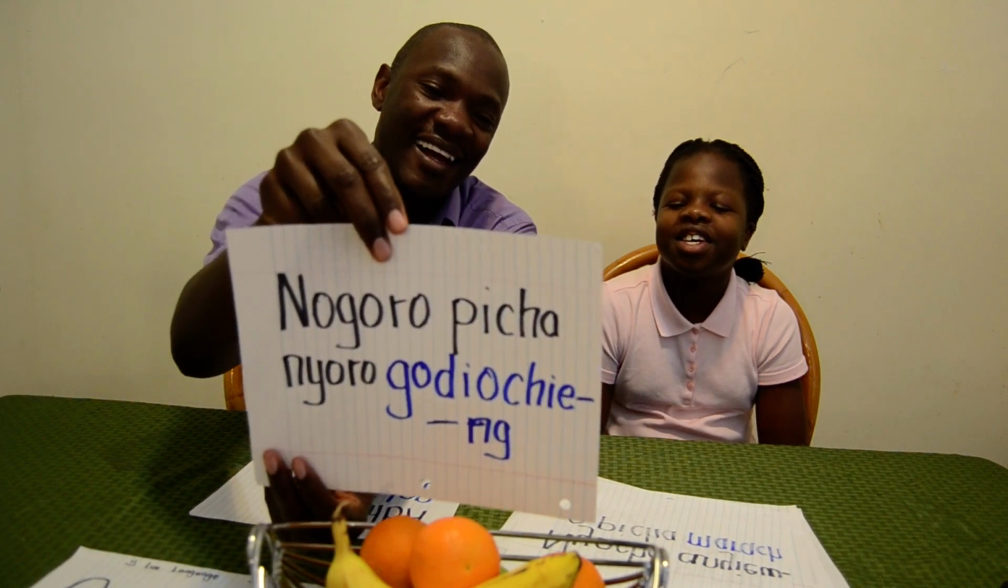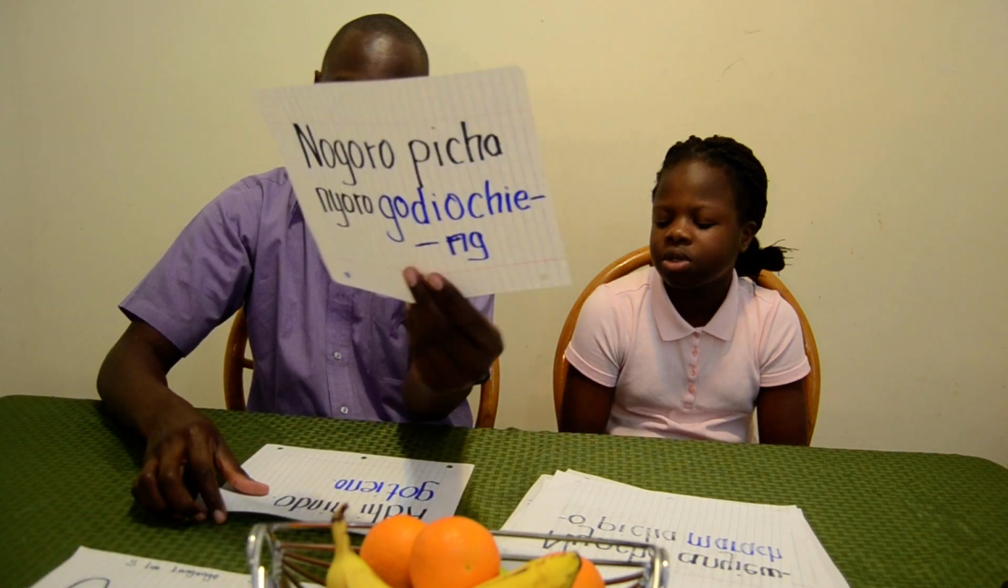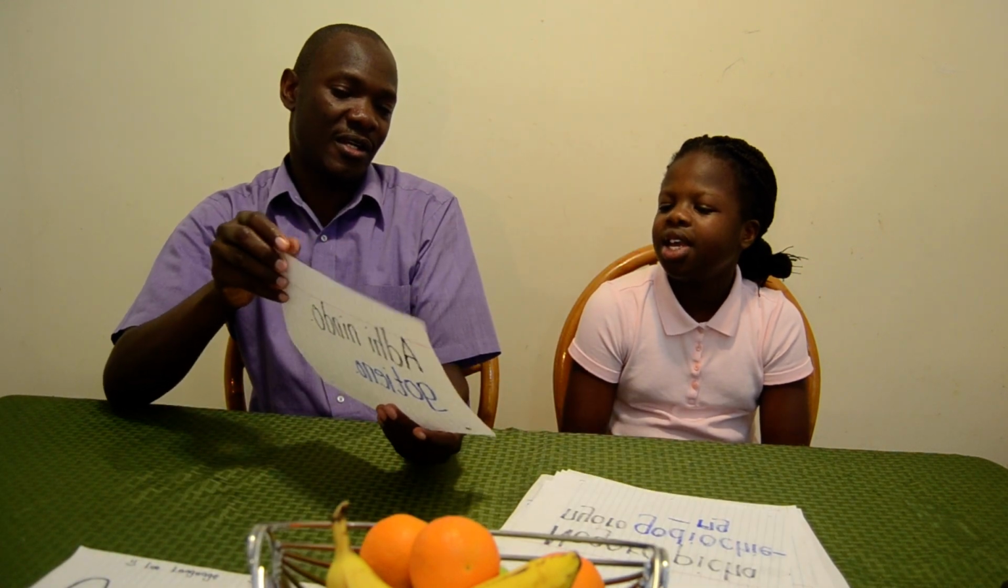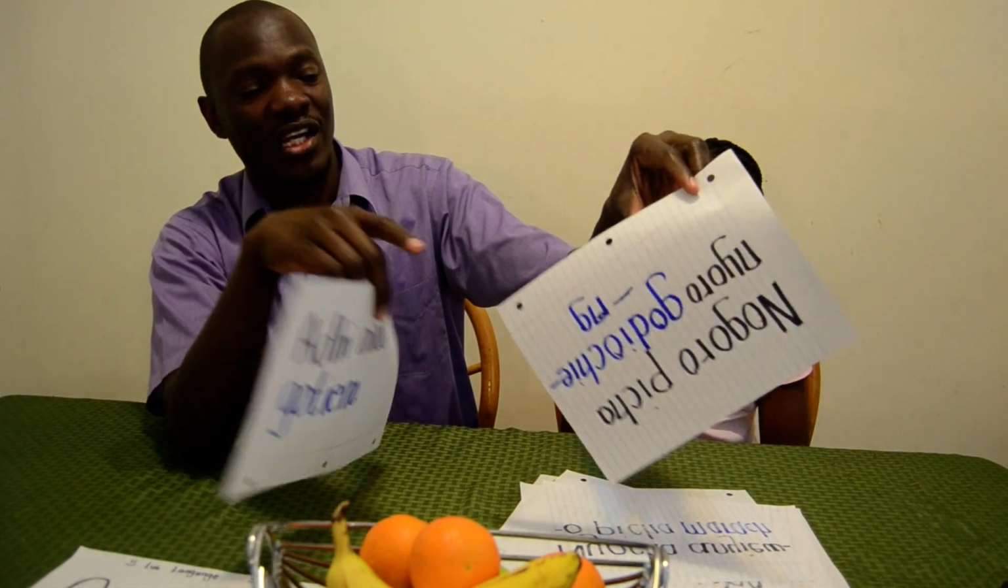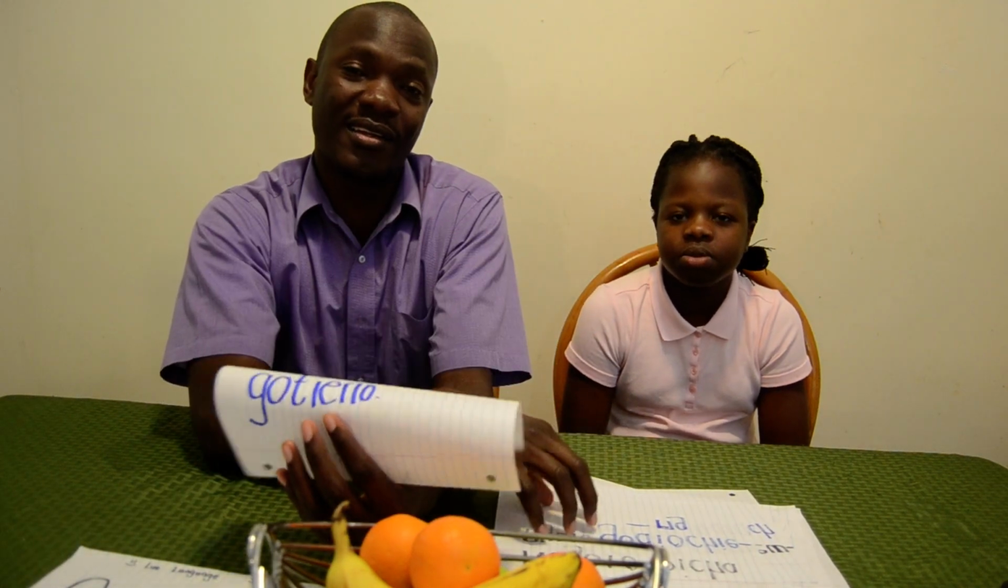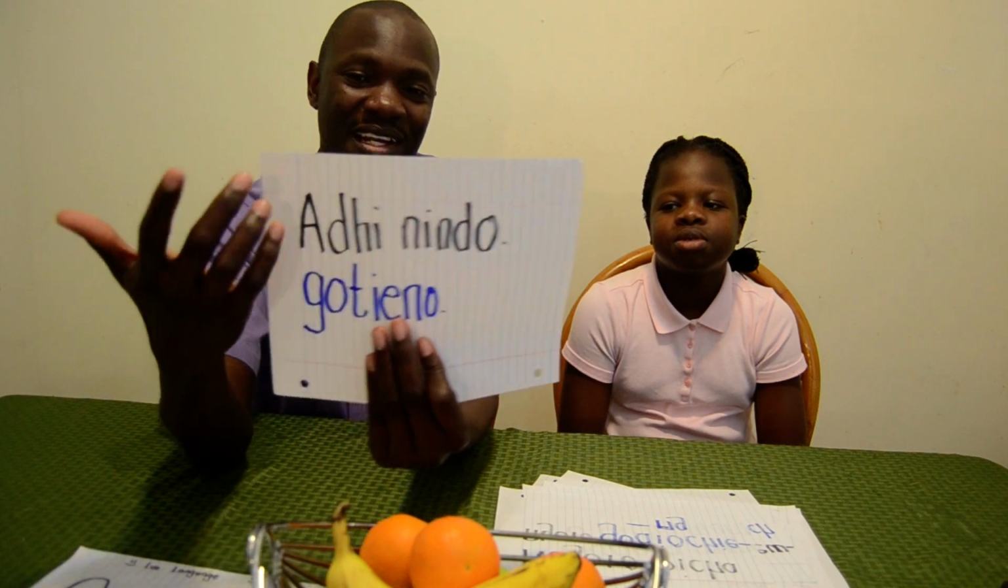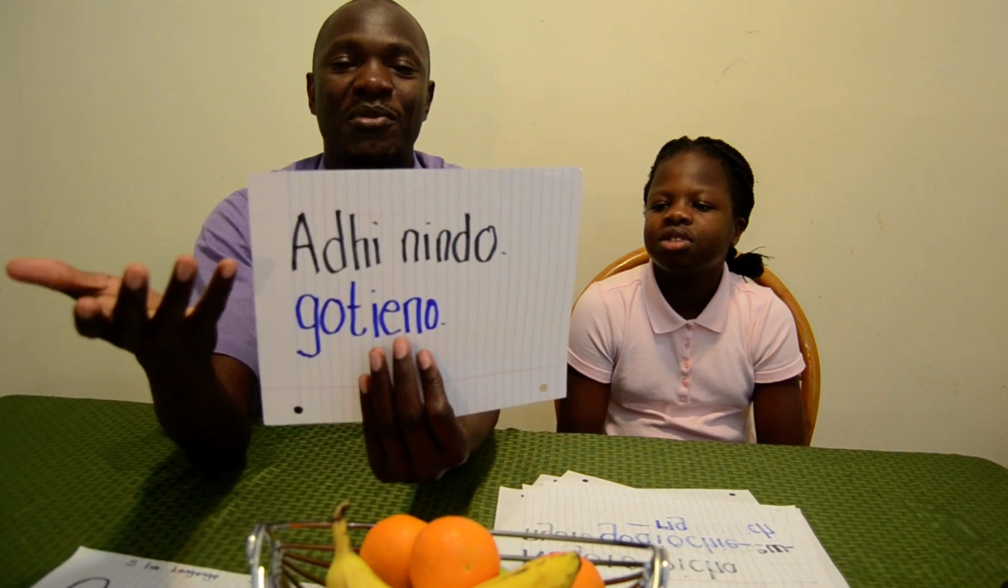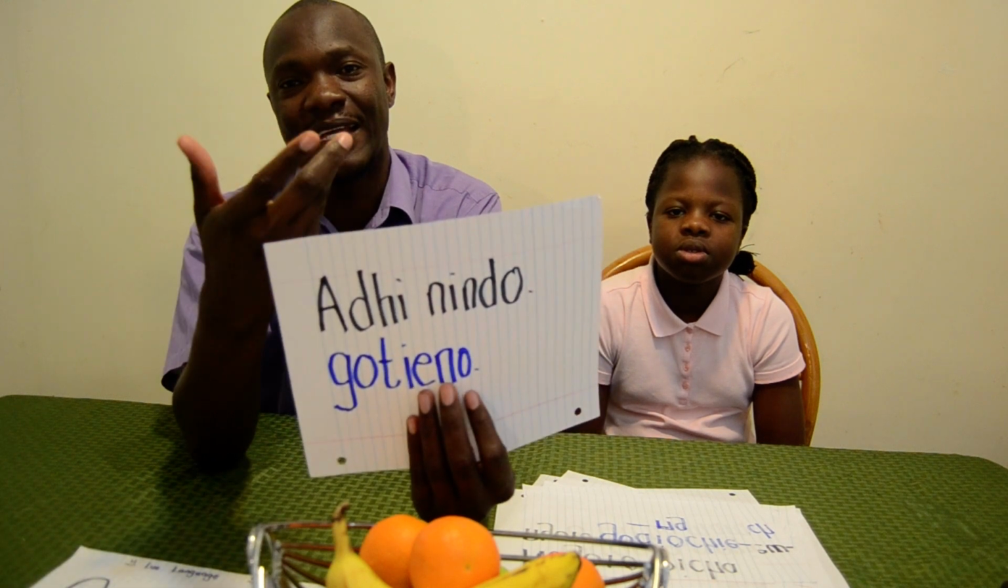Nogoro picha nyoro godiochieng. He drew a picture yesterday during the day. And adhi nindo gotieno. The opposite of godiochieng is gotieno. But then it's not like the picture thing, so these are different words. Adhi nindo gotieno means I'll be going to sleep at night.